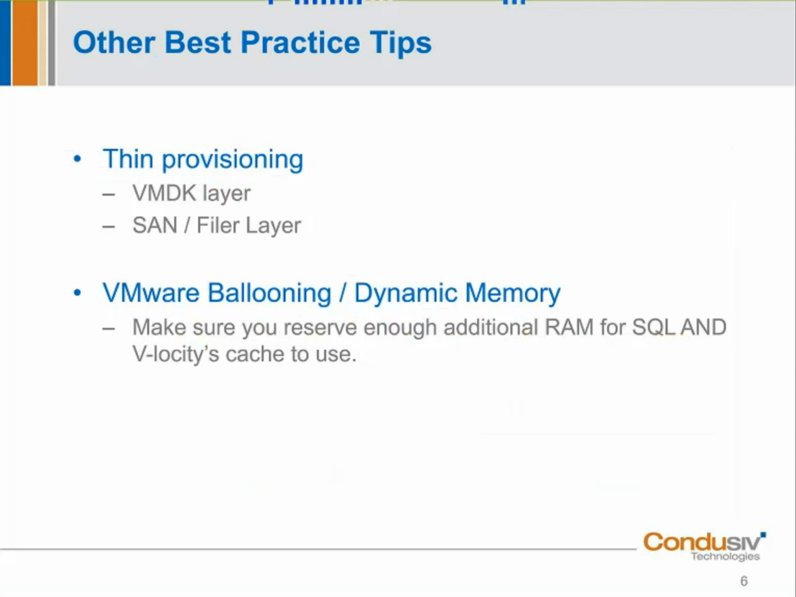And if your VMs are provisioned with dynamically allocated RAM instead of a fixed amount of RAM, such that the hypervisor can borrow some back to reallocate to some other VM, it's important for best results to make sure that you reserve enough RAM in your SQL VM's configuration for both SQL and V-locity. Otherwise, too much RAM in the VM will become driver locked by the hypervisor's ballooning driver, and that would basically mean that V-locity might not get enough RAM to cache with effectively. So it's certainly not going to compete with the ballooning driver or any other process that's running in the machine.